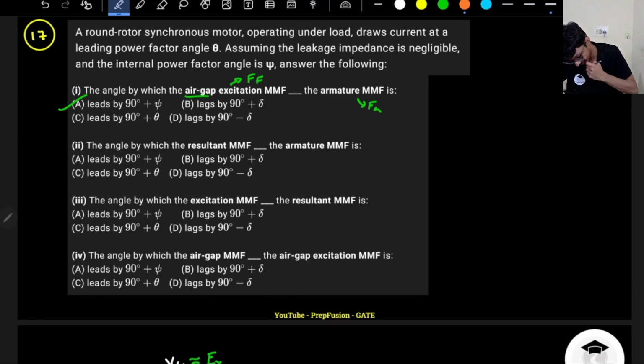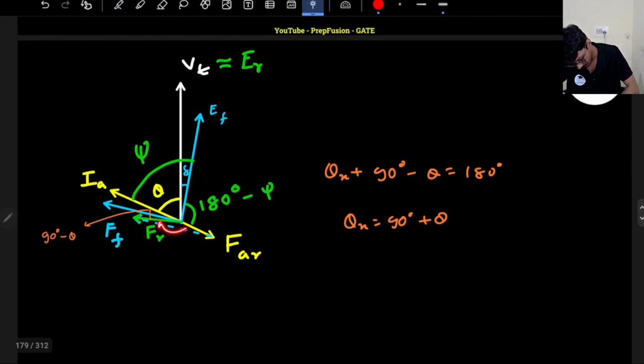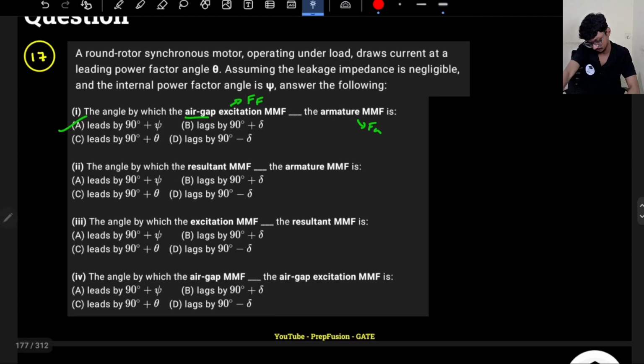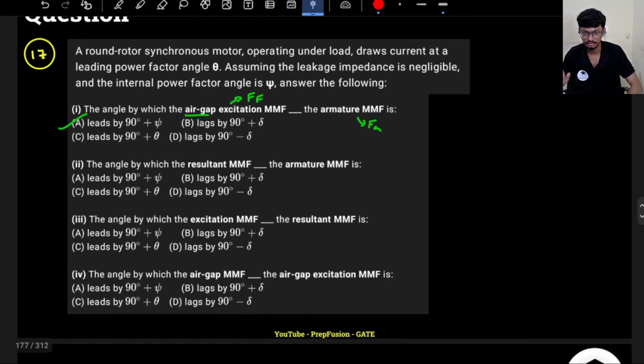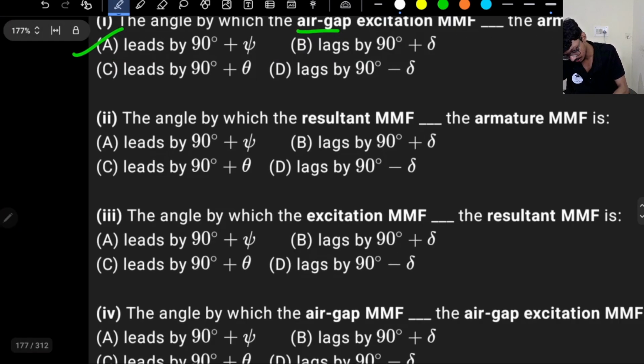90 plus theta is not even present in the options. Resultant MMF will lag the armature MMF by 90 plus theta. It will not lead; lead would be from here. So this is actually wrong. It should be lag 90 plus theta. Option C, it should lag. My bad, this option should be lags.